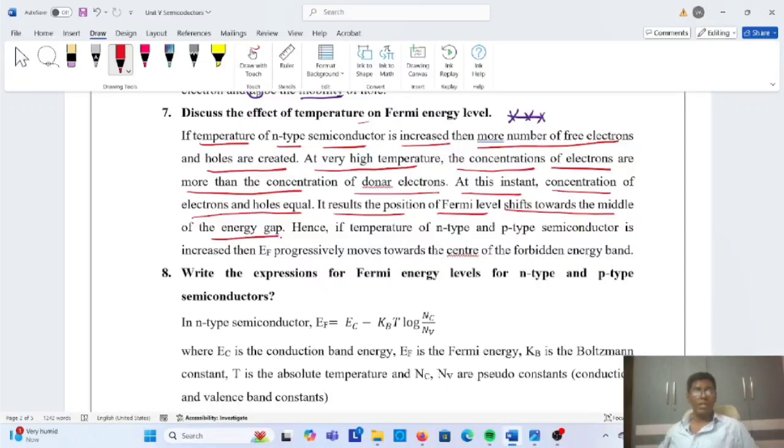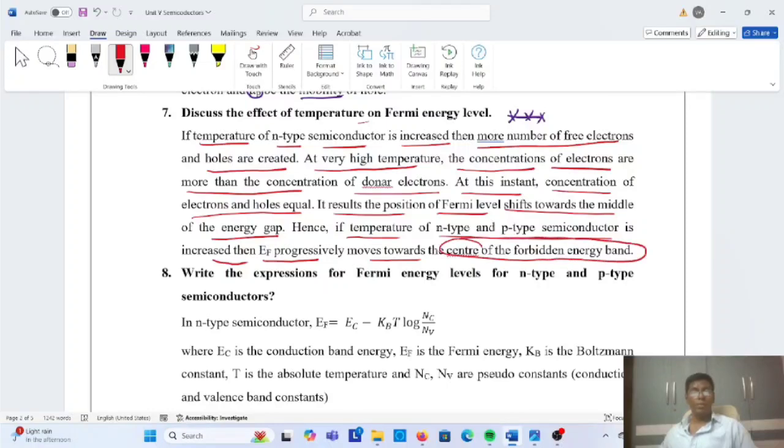In the previous case, the Fermi level is present exactly in the middle of the donor level and conduction band, but at high temperature, the Fermi level position changes towards the middle of the valence band and conduction band. Now, if the temperature of an n-type and p-type semiconductor is increased gradually, then the Fermi level shifts or moves towards the center of the forbidden energy band.